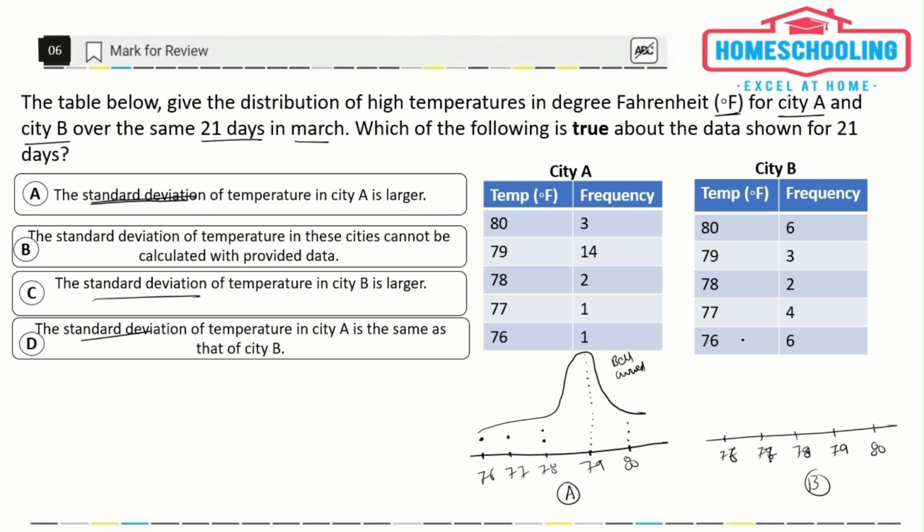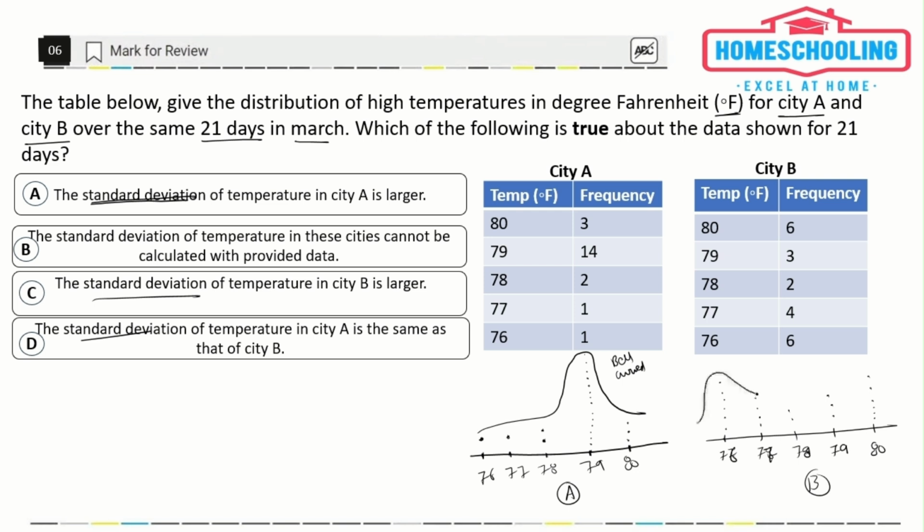Now let's start with city B. For 76, we have a frequency of 6, so we'll put 6 data points here. 77, we have 4. 78, we have 2 for city B. 79, we have 3. And for 80, we have 6.